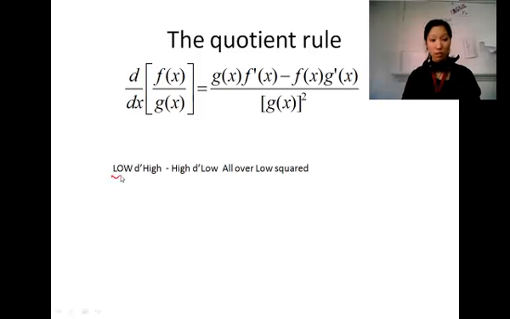Start low. Alright, that can really mess us up since there is subtraction here. If you did high d low, you're going to get a negative that you don't want to have in there. It's going to mess you up.